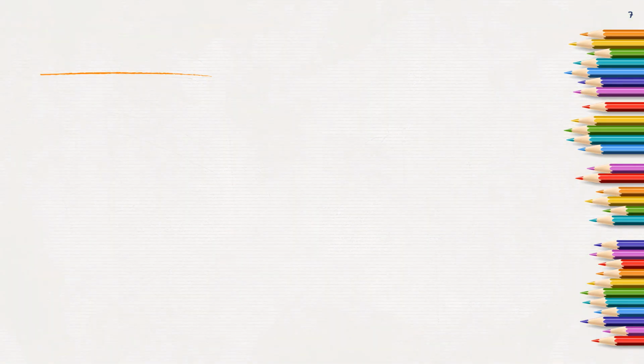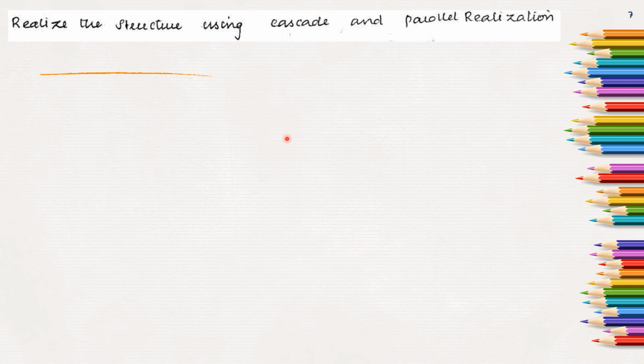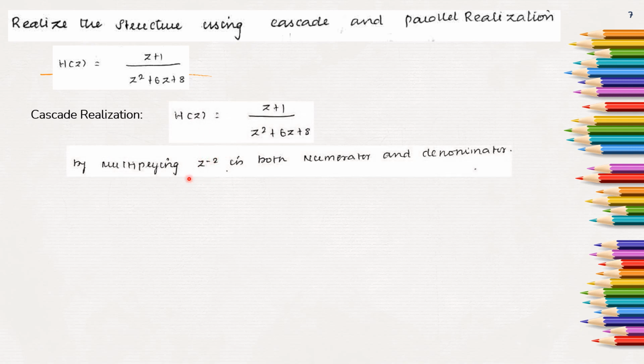Coming on to a problem, let us take this one. Realize the structure using cascade and parallel realization. Let us take H of z equal to (z plus 1) by (z square plus 6z plus 8). If I have a transfer function of this sort, first I have to look into the order. Here it is second order. So I multiply and divide by z power minus 2. Why? Only delay elements are represented as z power minus 1, z power minus 2. Since we are implementing using delay elements, we multiply by z power minus 2.